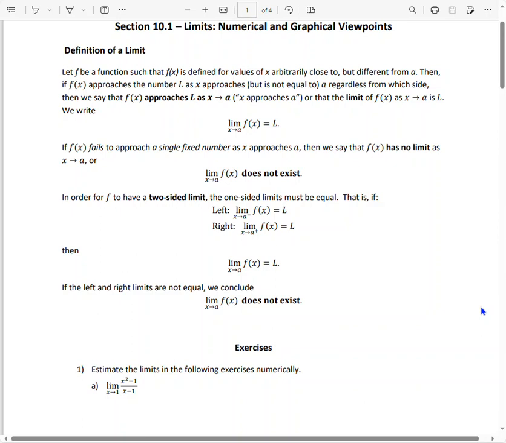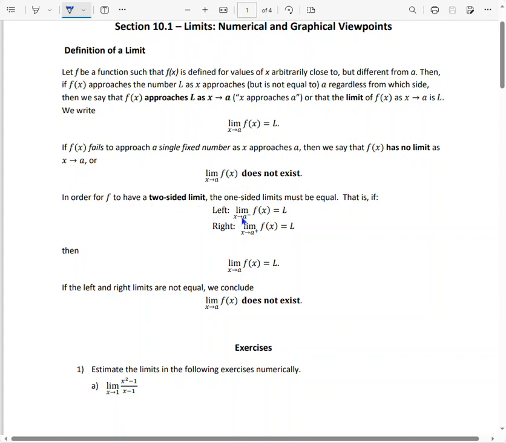Let's remind ourselves what a limit is. Let f be a function such that f of x is defined for values of x arbitrarily close to, but different from a. Then if f of x approaches the number L as x approaches but is not equal to a, regardless from which side, then we say that f of x approaches L as x approaches a, or that the limit of f of x as x approaches a is L, and we write the limit form. If the limit fails to exist or fails to approach a single number, then the limit does not exist.